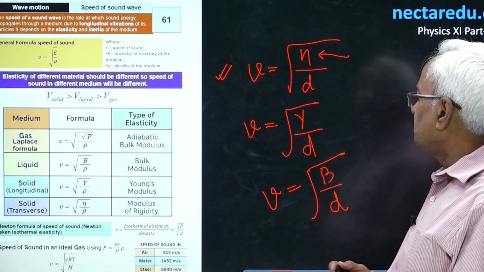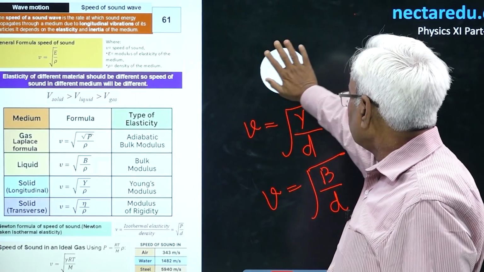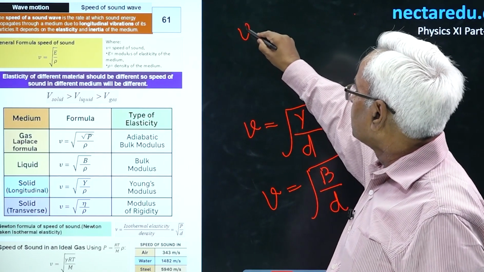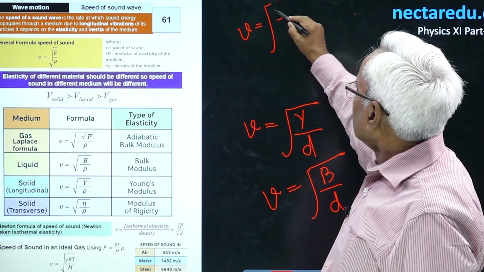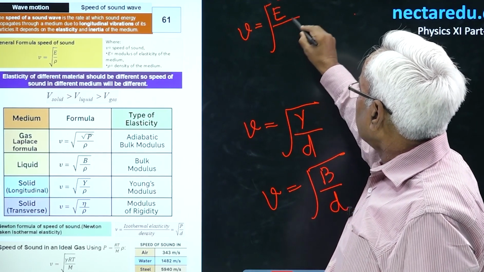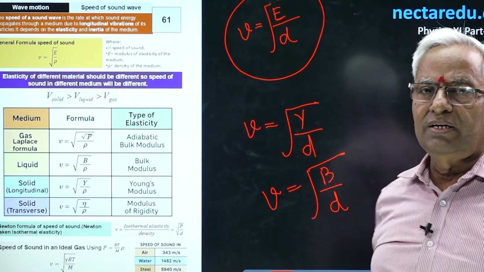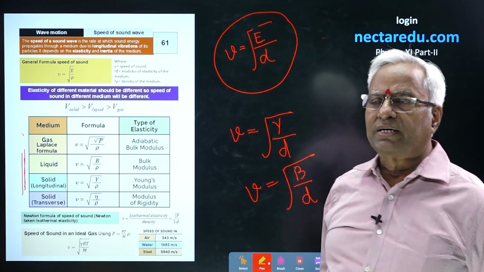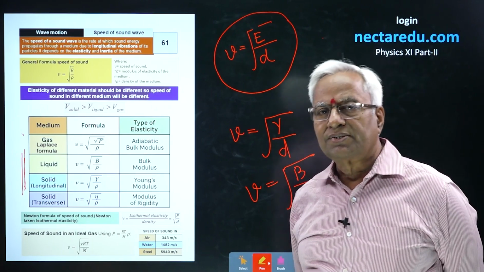But in gases, it is very important to point out that these relations were introduced basically by Newton. Newton suggested that velocity of longitudinal wave, that is sound, in any medium is given by V equal to root E upon D. What is E? E is modulus of elasticity. He also introduced the choice that you are free to use any modulus of your choice you are interested in.